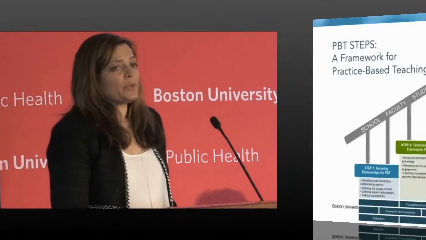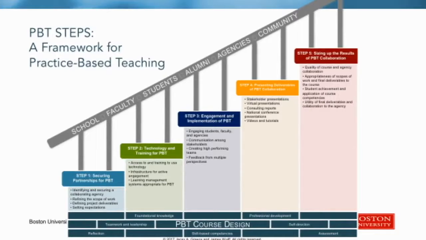So as you can see, each step is STEPS. Step 1 is securing partnership for PBT. This can take 4 to 6 months. This can take a year. But once you secure a partnership for PBT, which means you find an agency that has a problem that your class would be well suited to address, and the deliverables from your class that the students produce would benefit the agency, then you have a really solid connection with an agency and you can move forward with them collaborating with you for the class.